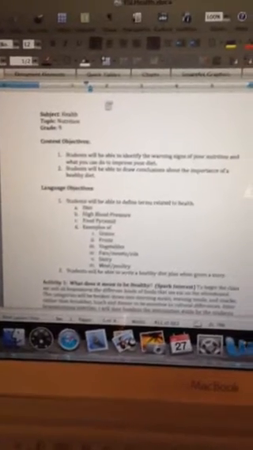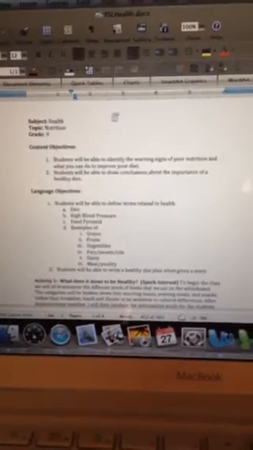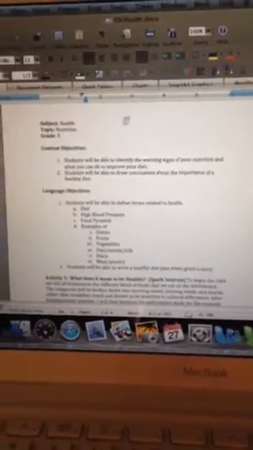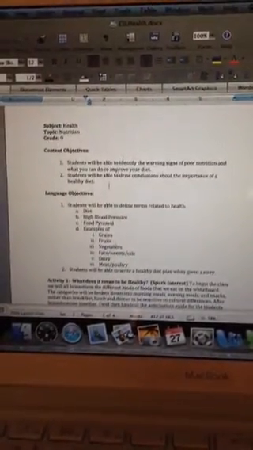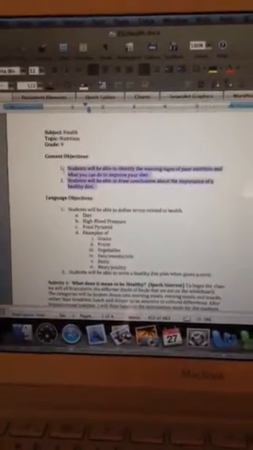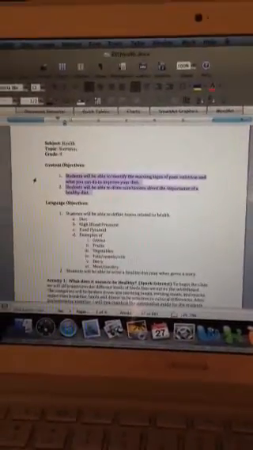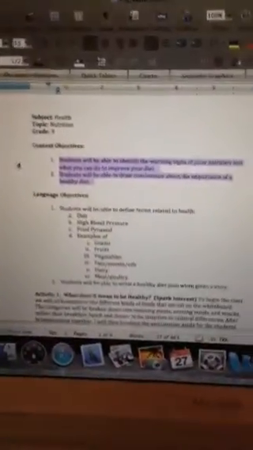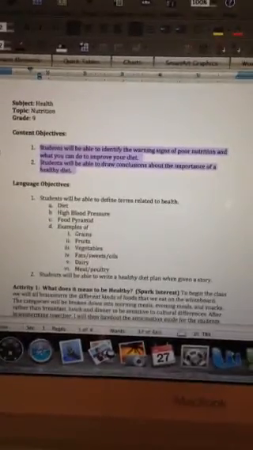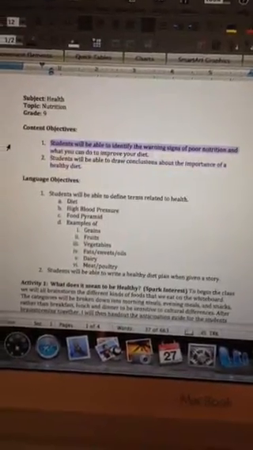Today's topic is going to be on nutrition. So the objectives for the day are students will be able to identify the warning signs of poor nutrition and what you can do to improve your diet, and students will be able to draw conclusions about the importance of a healthy diet. So these are objectives right here. For the content that we're going to learn.